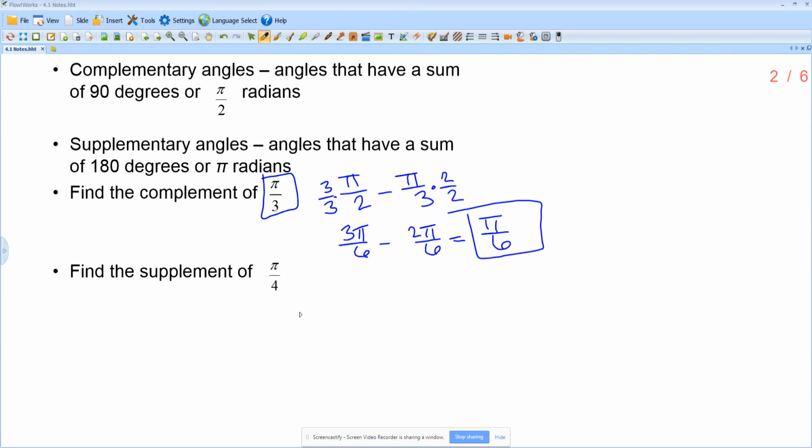Finding the supplement of pi fourths. Supplementary means it's going to add up to pi radians. So I'll do pi minus pi fourths. And if you wanted to get a common denominator here, we'd rewrite this as 4 fourths. And our supplement then will be 3 pi fourths.